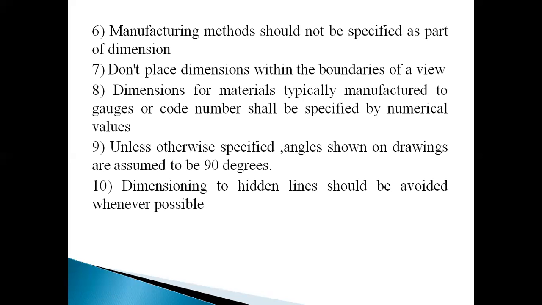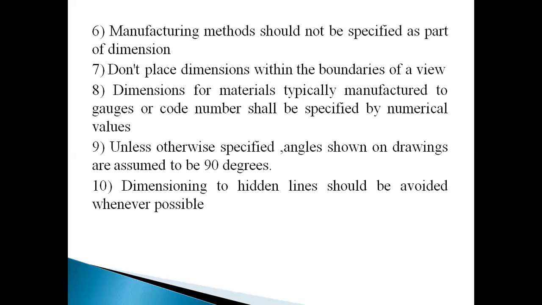For example, wire, cables, sheets, rods, and other materials manufactured to gauge or code numbers shall be specified by linear dimensions, which indicate the diameter or thickness. Gauge or code numbers may be shown in parentheses following the dimension.